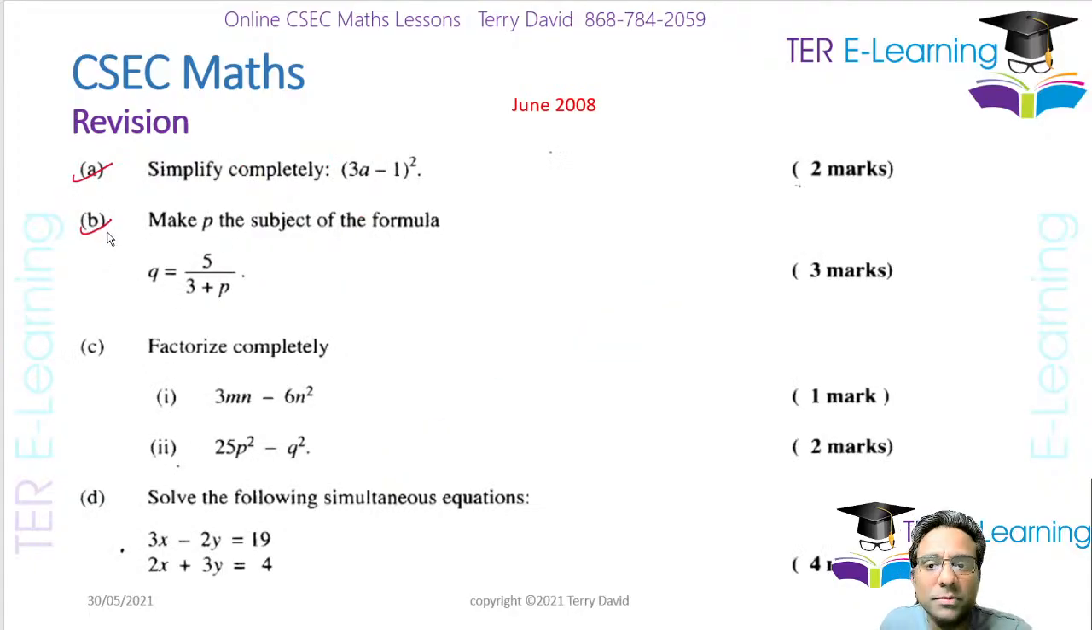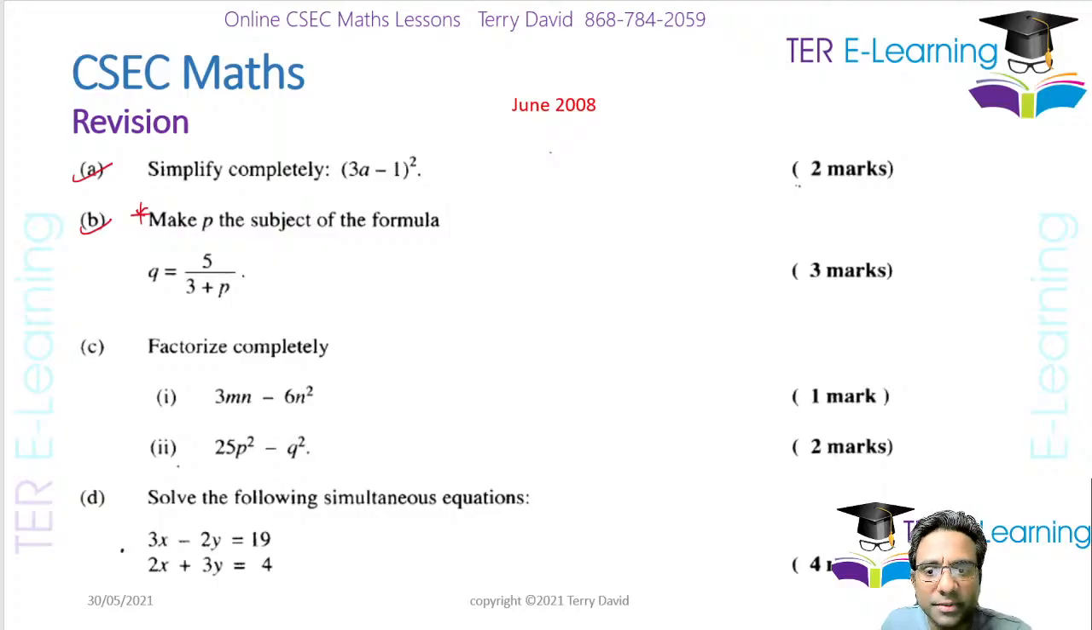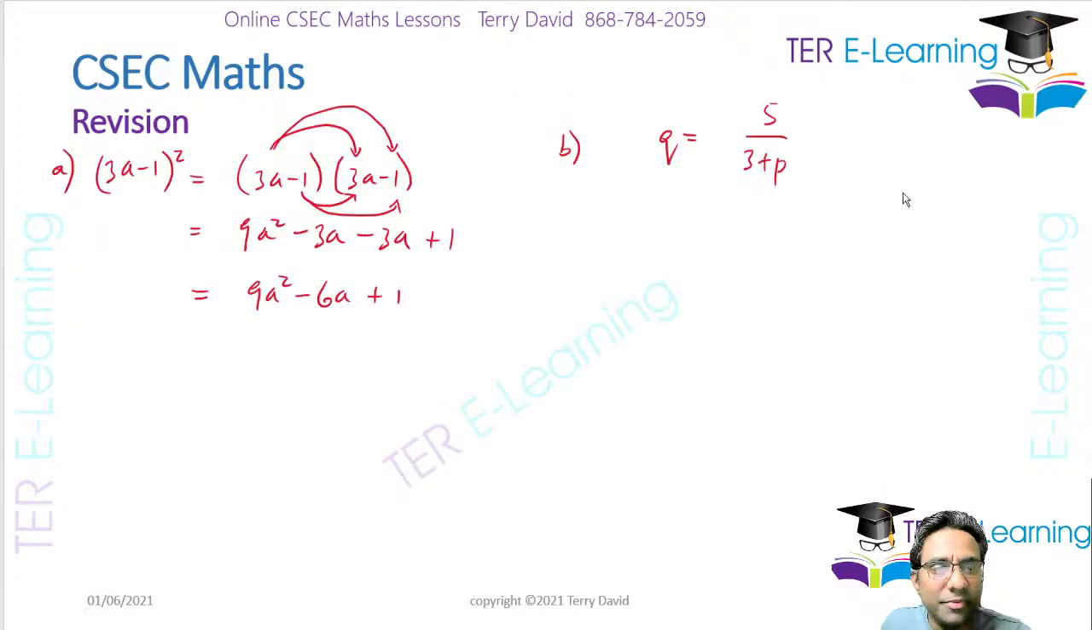For part B now, right? So within recent times, CSEC has been bringing a lot of questions on changing the subject of the formula. So you all need to be able to know how to do a question like this. So you have Q is equal to 5 over 3 plus P. And you want to make P the subject of the formula. What that means is I want to rearrange this equation so that it becomes P equal to something. That's what you're going to do, right?